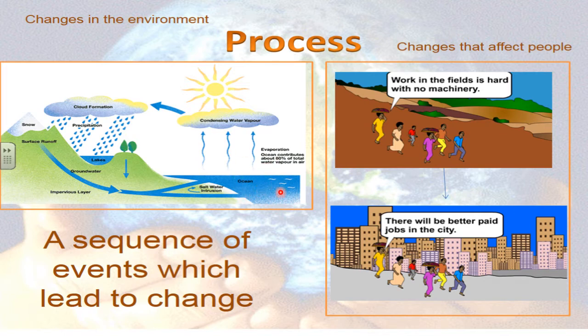Water is evaporated from the surface of water bodies and from the environment and from the surface of the plants also. It is changed into clouds. Then clouds are changed into rain, and rain changes into water. Changes that affect people. Work in the fields is hard with no machinery. There will be better paid jobs in the city.